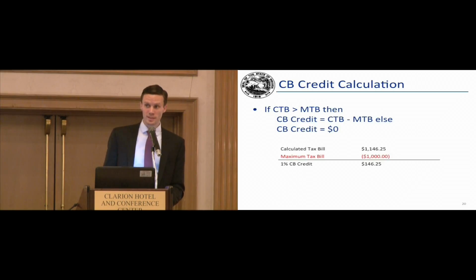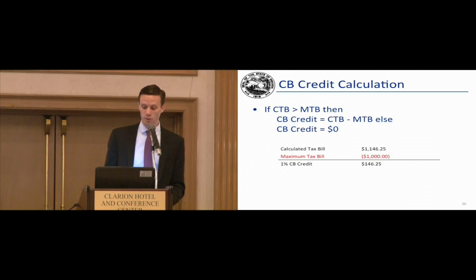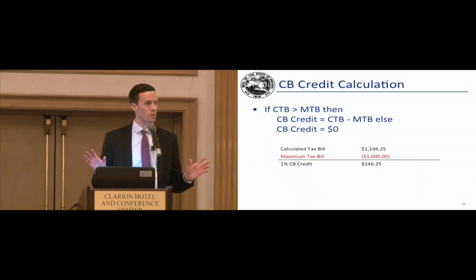In our instance with the Smith family, we have a calculated tax bill of $1,146.25. The maximum tax bill is $1,000, so we can calculate what their individual circuit breaker amount is. In this case, $146.25. Again, the same thing is going to happen for taxpayers throughout the districts, taxpayers throughout the county.